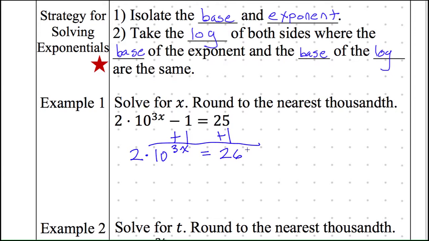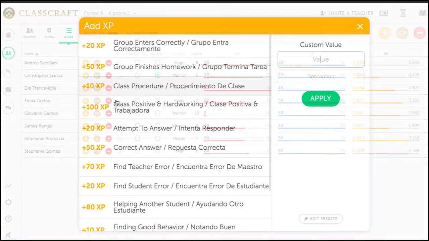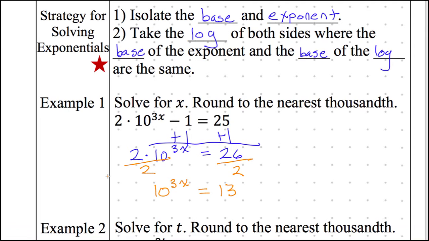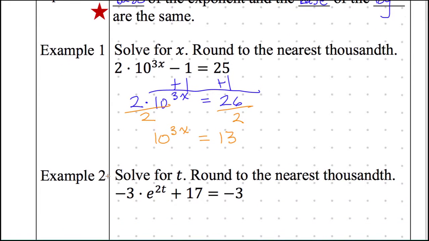Now what do I do to both sides? Divide by 2. Let's switch to a different color here for the next step. Divide both sides by 2, and I'm now left with 10 to the power of 3x is equal to 13. Andrea was our main participator there. All right. 10 to the power of 3x is equal to 13.